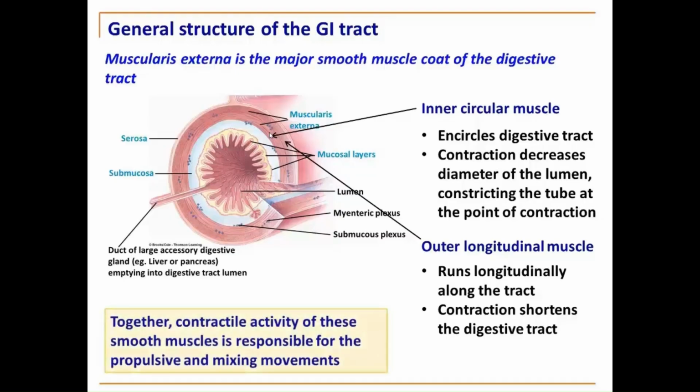And so together, the contractile activity of these smooth muscles is responsible for the propulsive movements and the mixing movements of food within the GI tract. So basically you're propelling it forward, but also mixing it through contraction of those two different types of muscles, longitudinal and circular muscles.